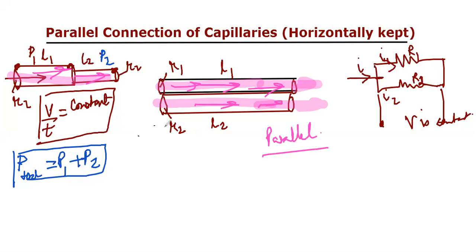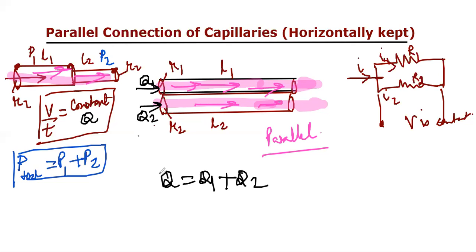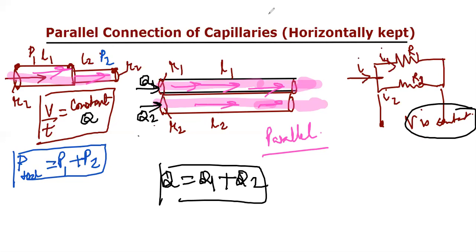In case of parallel connection, always remember that the rate of flow, if I consider Q1, because we consider Q to be V by T, and this is Q2, then the total rate of flow Q will be equal to Q1 plus Q2. Now what shall be constant in this case? Like in the electrical case, potential difference was the main cause of flow of current. Similarly, in case of fluids, pressure difference is the main cause of flow of liquids or fluids. So here P is constant.